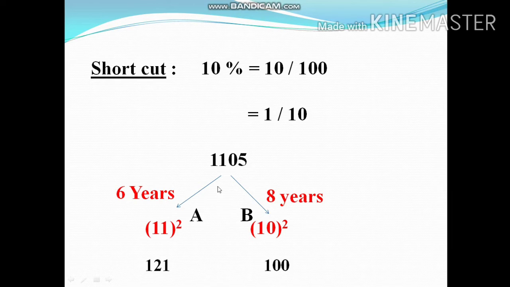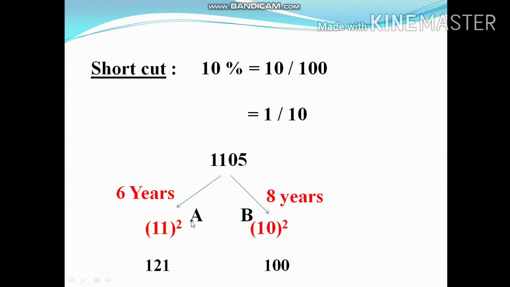Here A is giving the principal for 6 years, and B is giving for 8 years. So A will be receiving the higher principal. So I am giving 11 for A and B receives 10. And the difference between the years is 8 minus 6, that is 2. That 2 becomes the power for the principals.